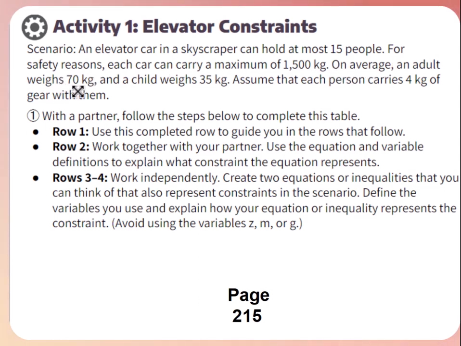On average, an adult weighs 70 kilograms and a child weighs 35 kilograms. Assume that each person carries 4 kilograms of gear with them. So in addition to the 70 kilograms for each person, we're going to have to add on another 4 kilograms, and the same thing for children, 35 plus another 4 kilograms. Now, we're not doing this in class, so do this on your own. Follow the steps to complete the table. The table is on page 216, so let's turn to page 216 and we'll go through this together. I'll explain how it works, and then you'll try a few of these on your own.